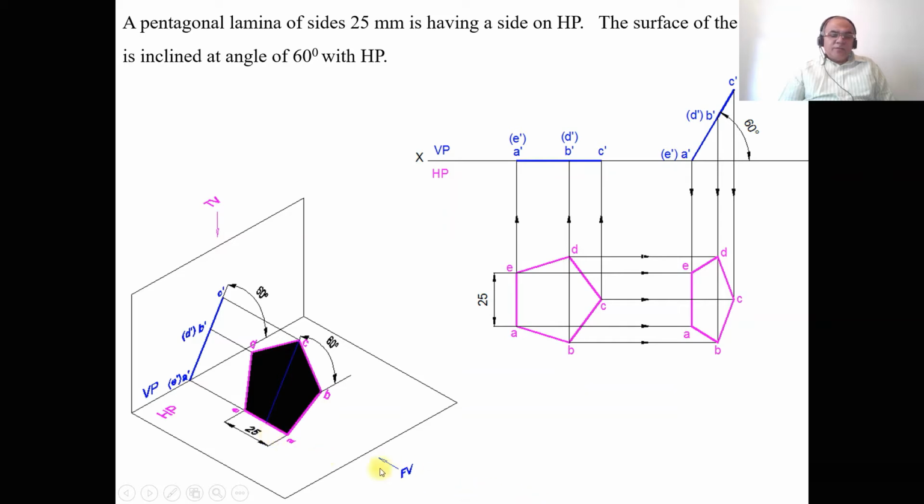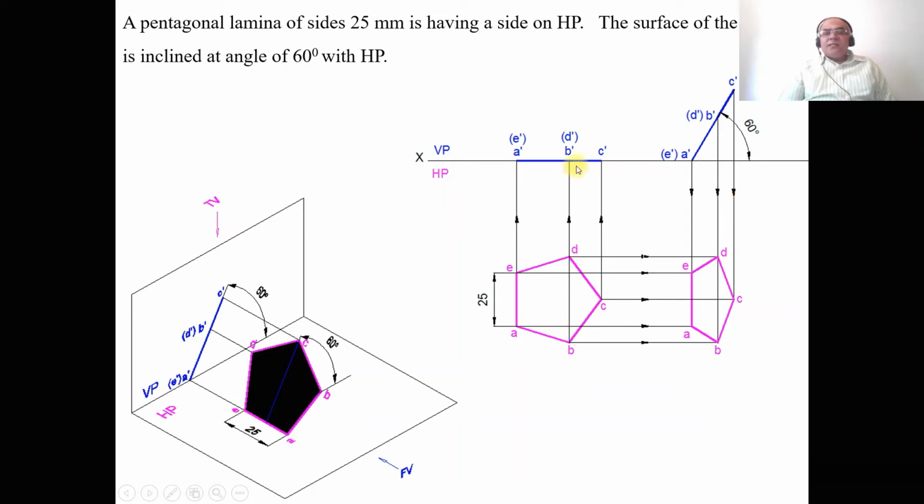When you look from the front view, ABC is near to the observer, so A dash B dash C dash is visible, and D and E are away from the observer, so D dash and E dash are in brackets now. But EE is the side which is parallel to HP. Since it is parallel to HP, you are getting a true length in HP, it is EE. And also we can see it is perpendicular to VP, so obviously you are getting a point in the vertical plane. Since A dash E dash is on the XY line, obviously AE is in the horizontal plane.